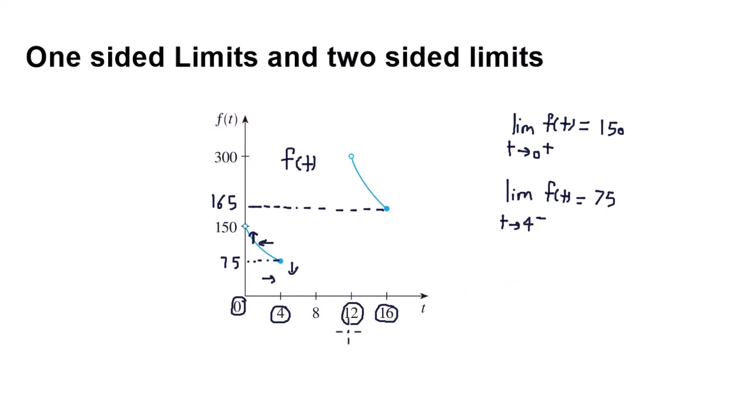The next point is 12. What's the limit of f of t as t approaches 12 from the right? When we get closer and closer to 12 from the right, we get closer and closer to 300 from below.